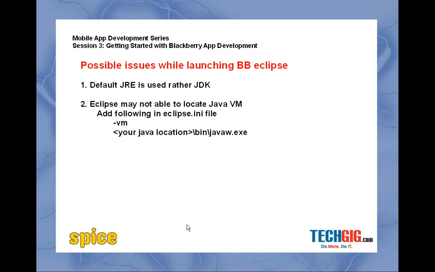Now, once you install all this software, BlackBerry JDE and BlackBerry Eclipse, sometimes there's a problem while launching Eclipse. What happens is sometimes you install the JRE, not the JDK, and Eclipse may not be able to locate the Java VM. So in the Eclipse INI file, you just add these two lines on top of it, then it should work.